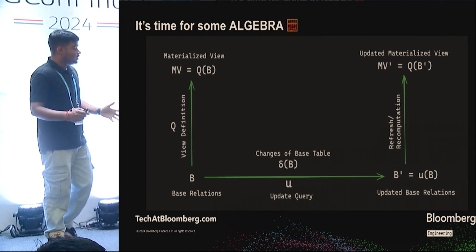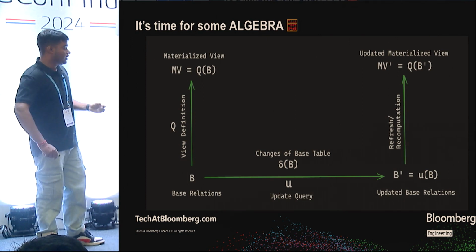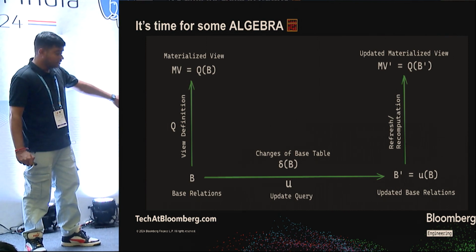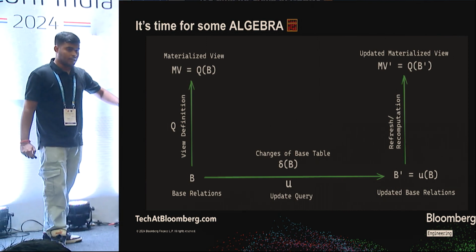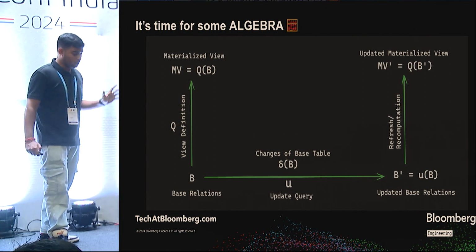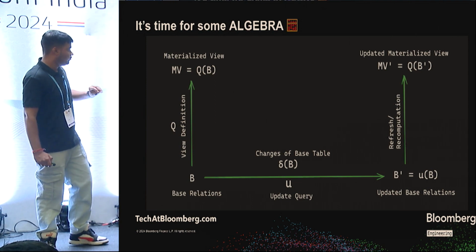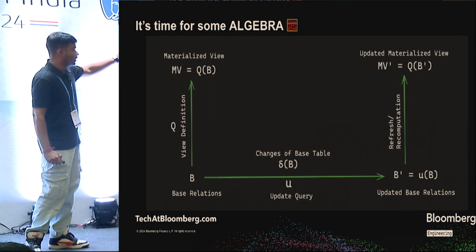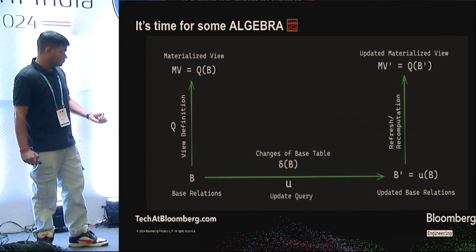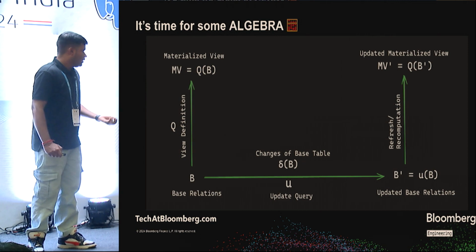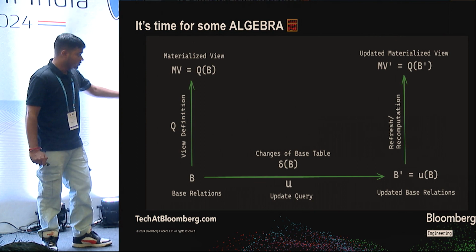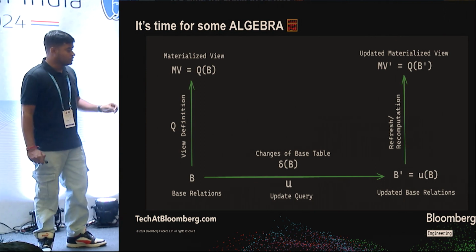So in order to understand how we can do that, let's deep dive into some algebra. In the bottom left corner, you can see we have the base relation. This represents the base tables that we have, like the user, product, and order tables in our example. We apply our view definition on the base relation, and we get our materialized view. Now the base relation undergoes an update through an update query u. We can represent the changes that were made in the base table as delta b. Now we have the updated base relation, which is b dash.